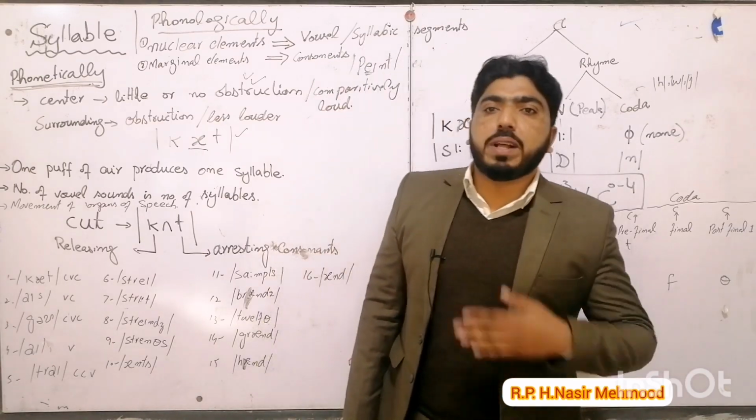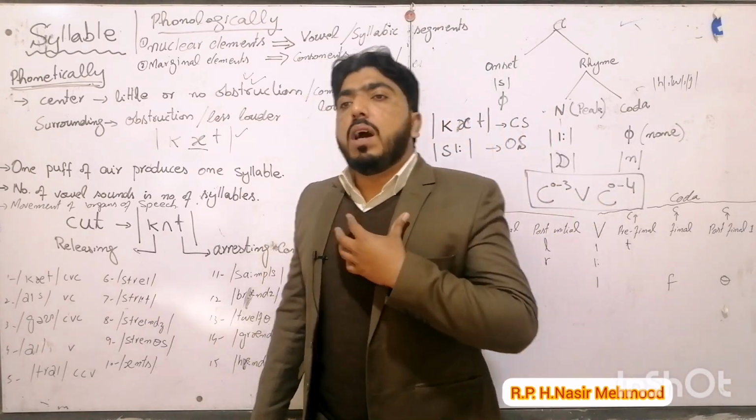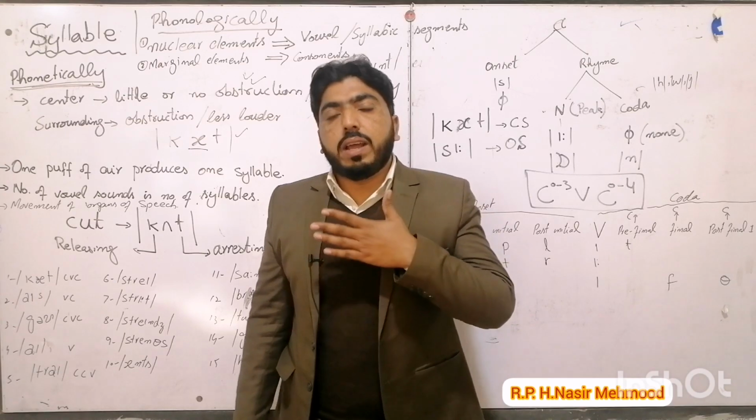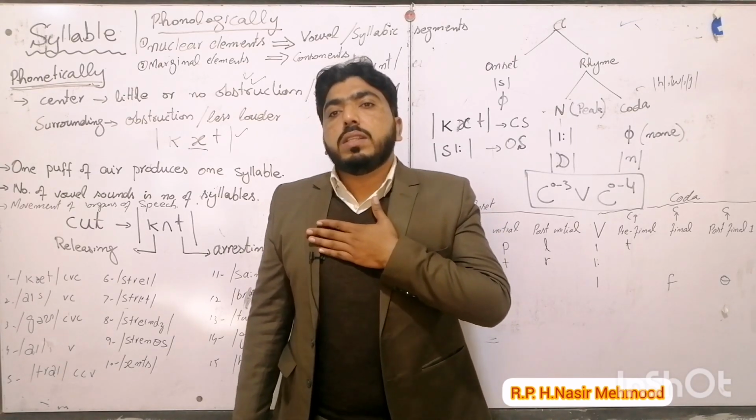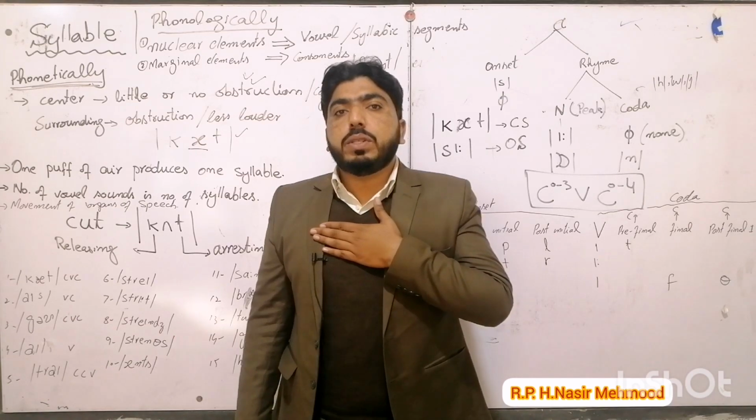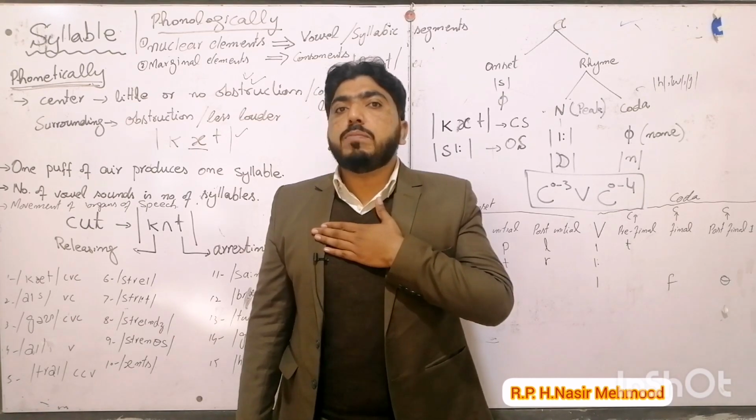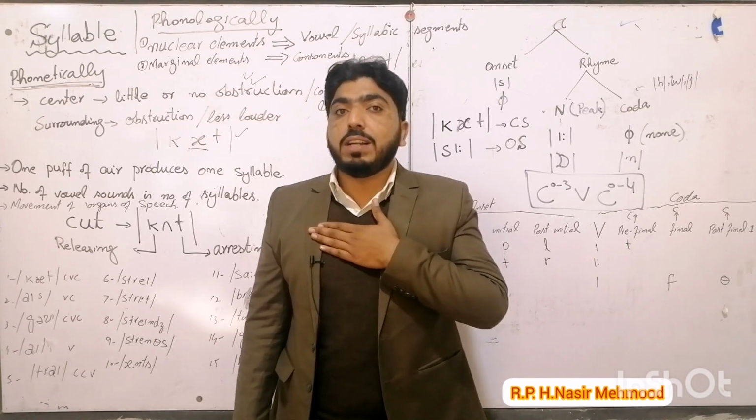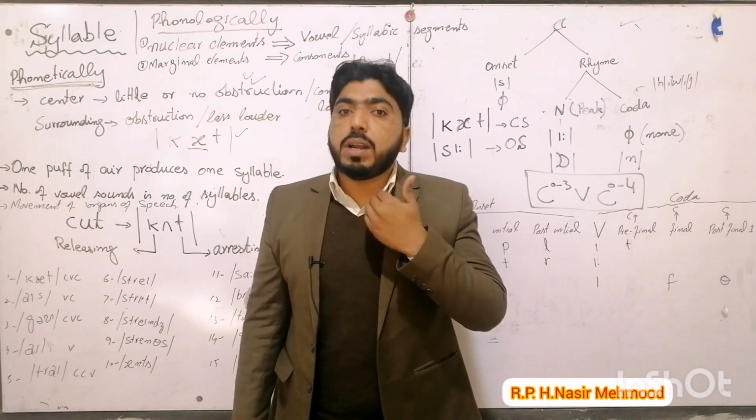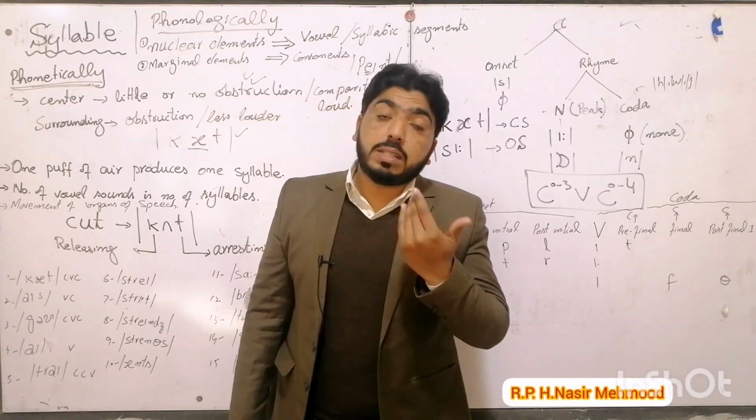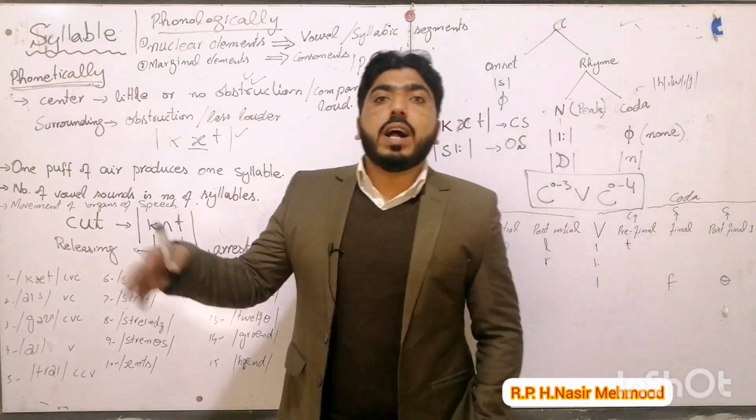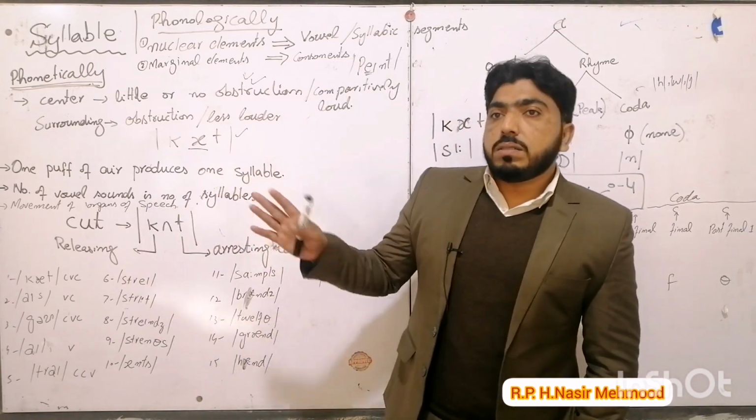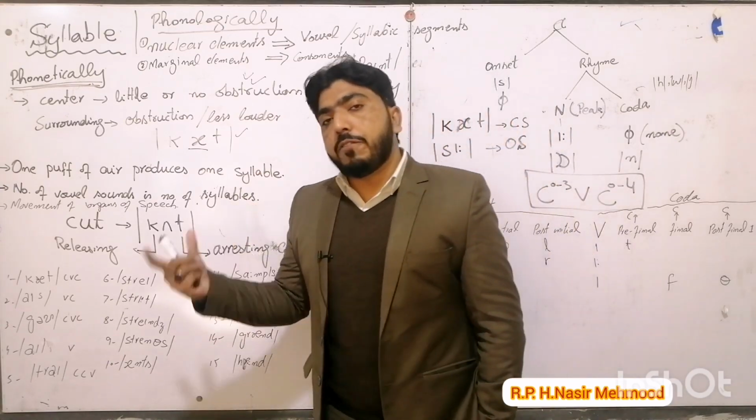There are also a number of theories regarding this. There is the chest pulse theory. If you put your hand at this place, you would see the pulses. For example, "beautiful". So 3 pulses can be felt at the chest. So the number of chest pulses will decide the number of syllables. Different theories regarding syllables we will discuss in a different video.